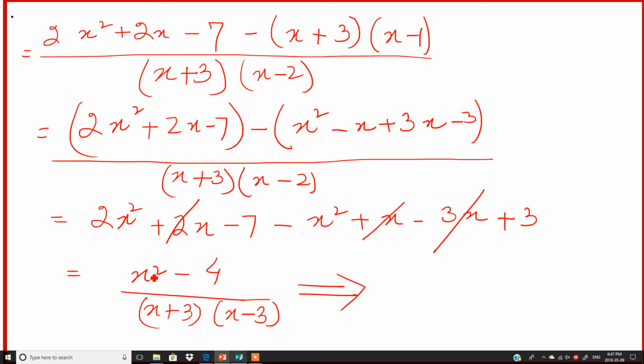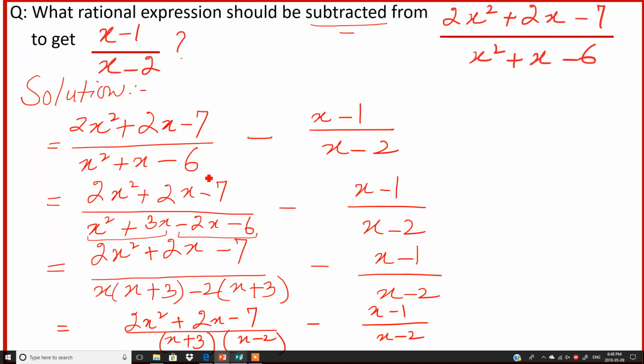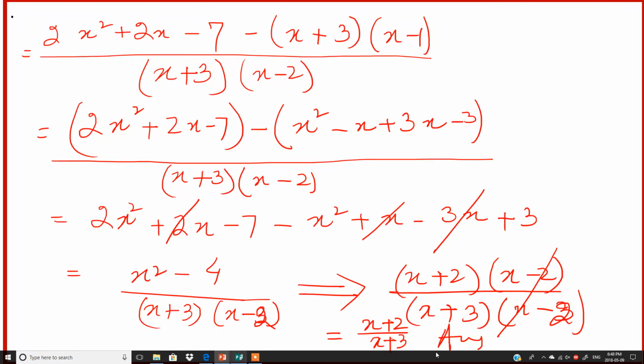Now we can make the square of the first term and the second term. So this is a square minus b square, we can write directly one time with positive, one time with negative, and then we have x plus 3 into x minus 3. Sorry, this is 2 and this is also 2. So x minus 2, x minus 2 will cross each other. What is remaining? x plus 2 divided by x plus 3. This is the simplest form and this is the answer. So the question was, what rational expression should be subtracted from this expression to get this? So our answer is x plus 2 divided by x plus 3.